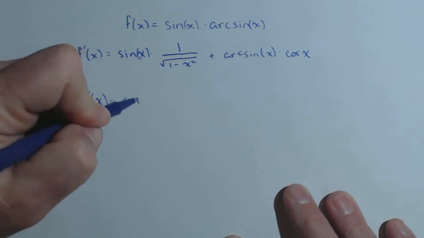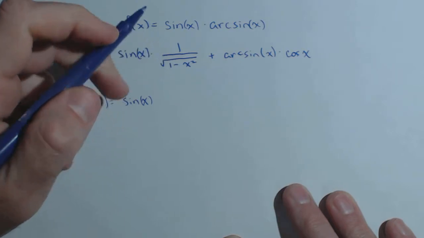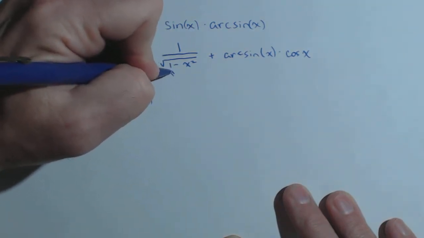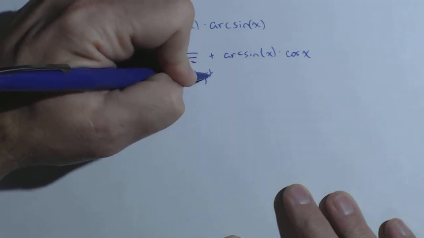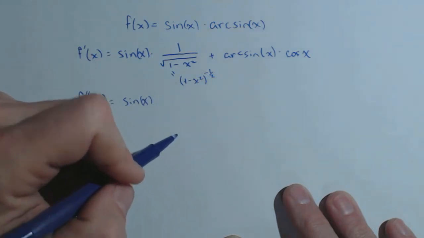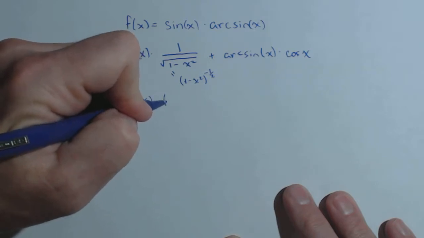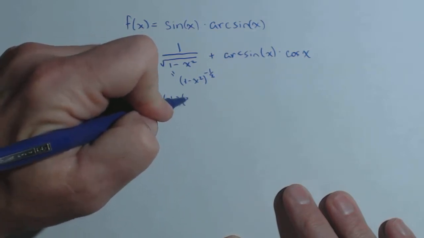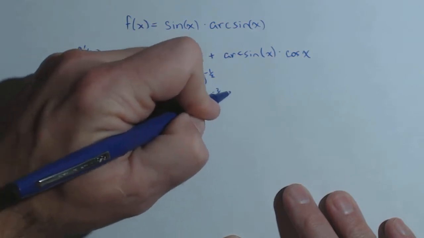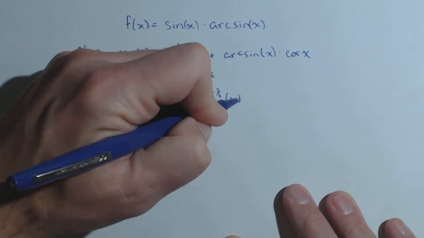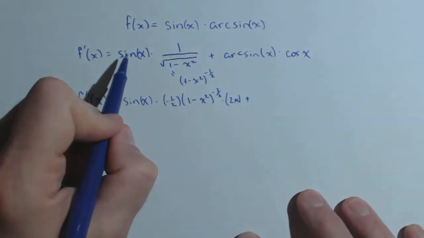So sine of x. Now, when we go to take the derivative of this guy, it might be easier for us to think of it as 1 minus x squared to the negative 1/2 and treat it as a chain rule. So when we do the derivative here, pull the exponent out in front, negative 1/2 times 1 minus x squared to the negative 3/2 times the derivative of the inside, which is 2x. That's the first half of the chain rule on this one. This one might get a little long.